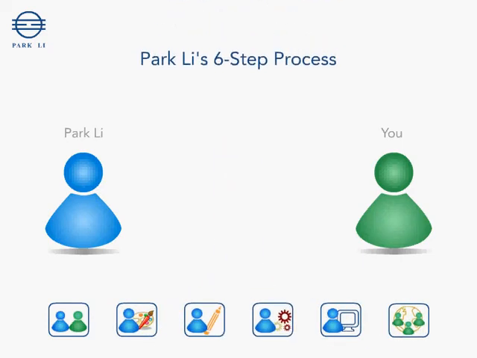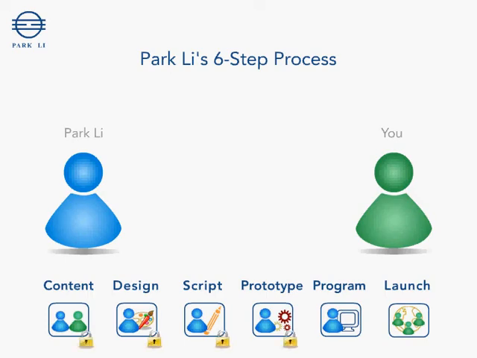Even though some steps may overlap or vary slightly, the process generally follows these 6 steps: content, design, script, prototype, program, and launch. At the end of each step, you will provide final approval which locks in the material. If changes need to be made going forward, we work together to make sure they fit your budget and timeline. Now, let's look at each step more closely.